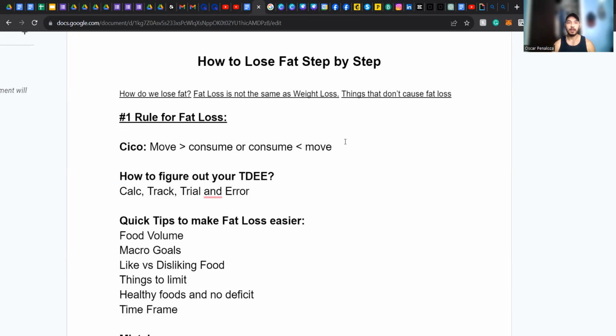So this is another thing that people get wrong. You often hear move more, eat less, or eat less, move more, right? That's not necessarily 100% accurate. The way I like to say is move more than you consume, or consume less than you move, right? What I'm talking about there is calories. So you consume fewer calories than you burn through movement, right?